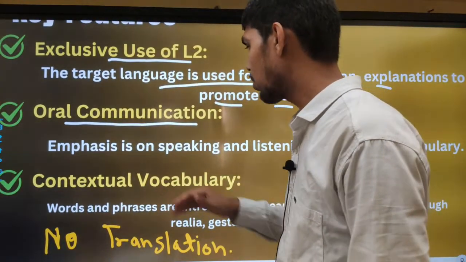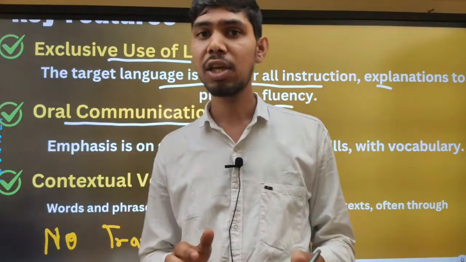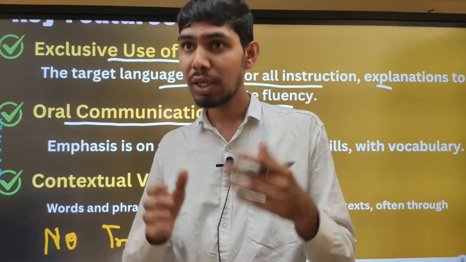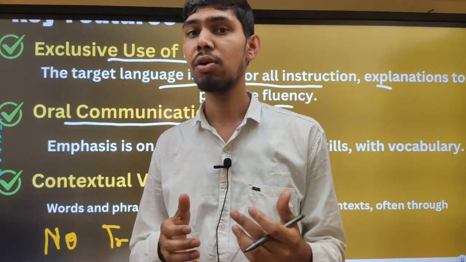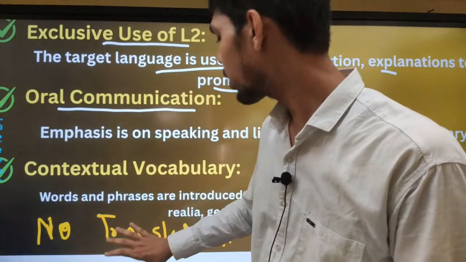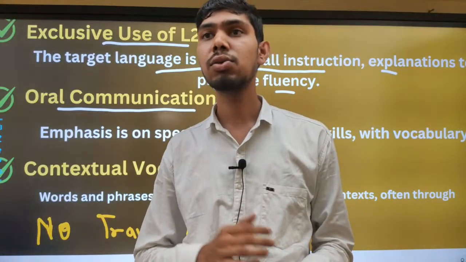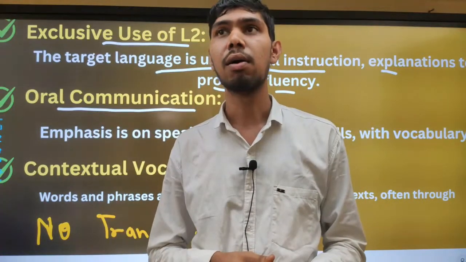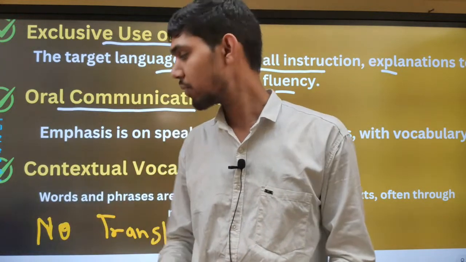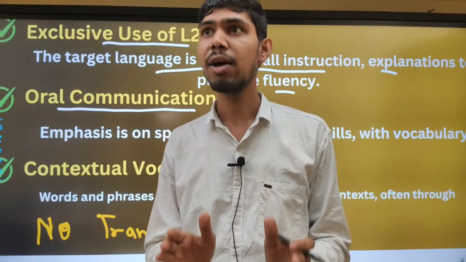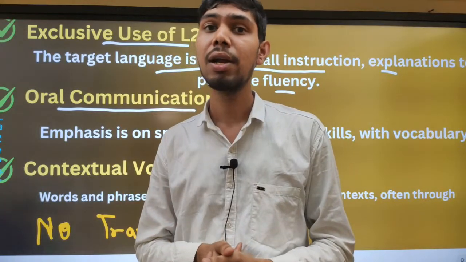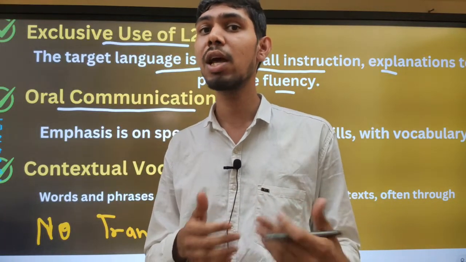The next is contextual vocabulary, which means in this method we use some contextual or situational words or sentences so that the student learns situational English or situational language acquisition. Then there is no translation. In this method, we don't use translation. As we studied in the grammar translation method, we translate from native language to target language, but we don't do this. We only speak in our target language, and the student only tries to speak in the target language, whatever language they want to learn.